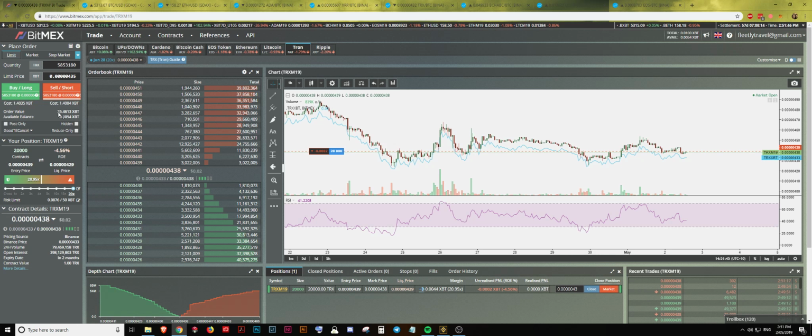Here we have order value. Can be useful when you're playing with high leverage to let you know exactly how much you're risking. These are really useful right here.